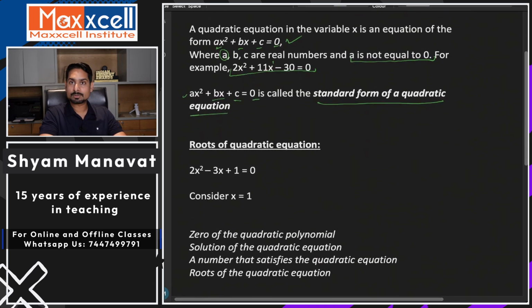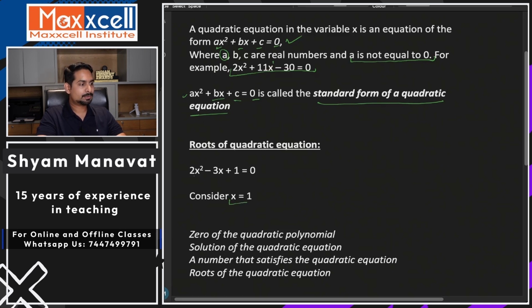Now we have roots of quadratic equation. So what are roots? Roots means a point or a value from where it has started. The way you have the root of a tree, the root is from where it starts. So, the root of a quadratic equation. Let's take one example. I have taken one example here, it's ready for you: 2x² − 3x + 1 = 0.